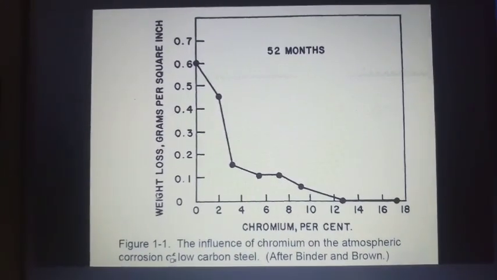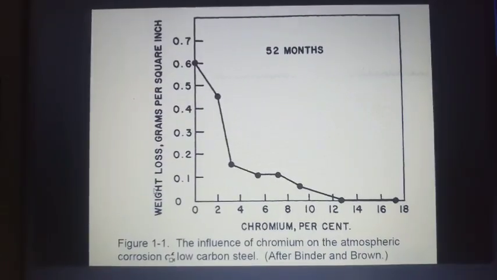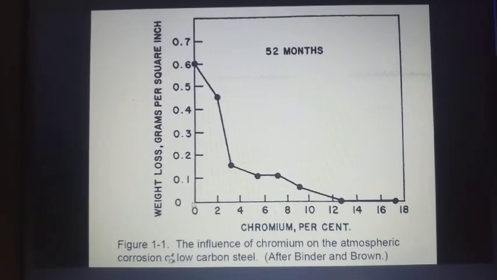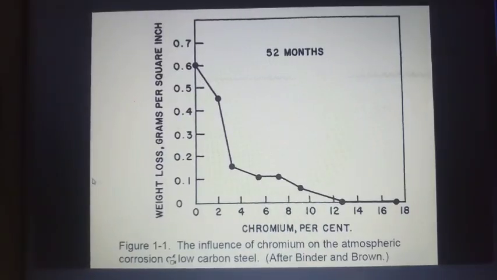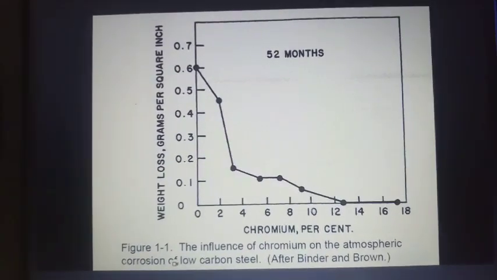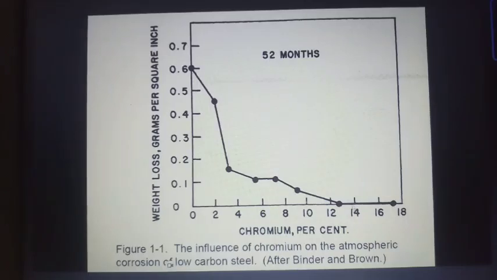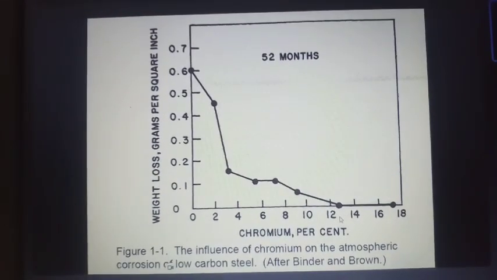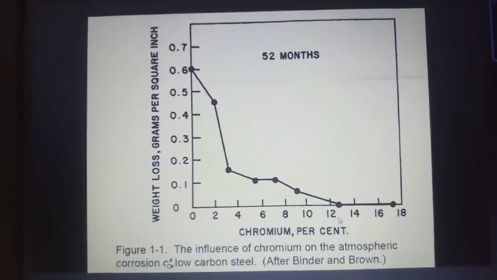The weight loss or the corrosion is drastically reduced. When you add more chromium, you have less corrosion. Simple as that. So the chromium gives the corrosion resistance.